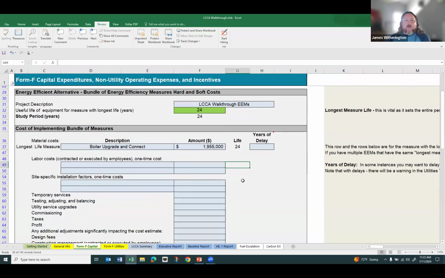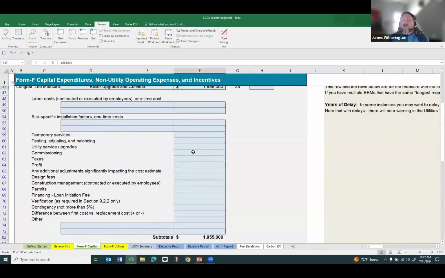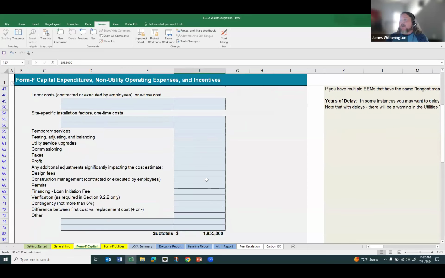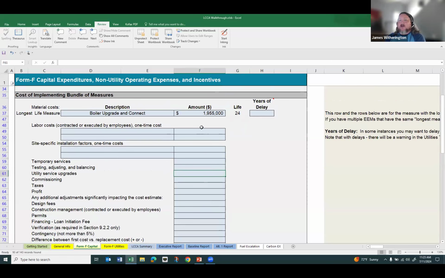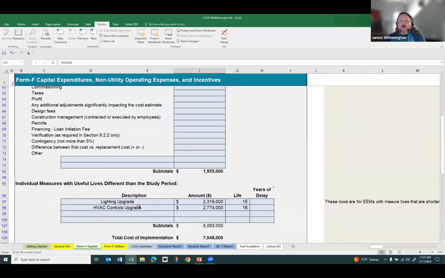All right, I'm going to move down. If you look at these, there are a few different ways of entering this data. I have a lump sum rolled up cost for this measure. You can actually go through and itemize this measure with commissioning, utility service upgrades, all these different cost factors, but it's completely fine to just have a lump sum rolled up cost as long as that cost considers all these line items where applicable.